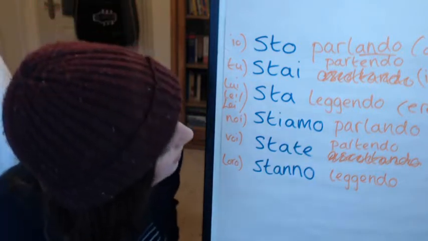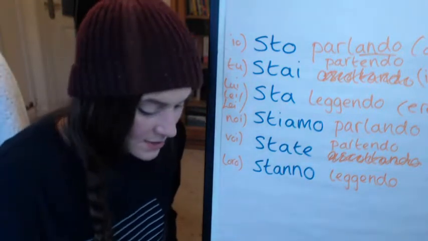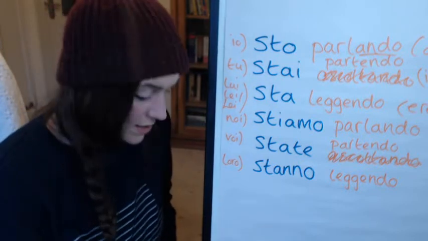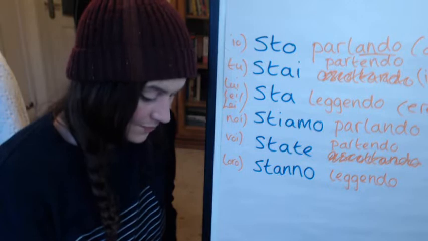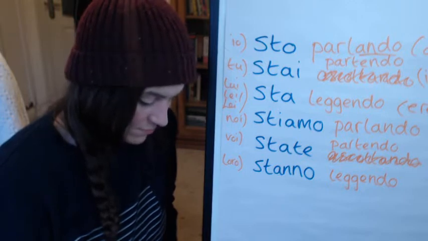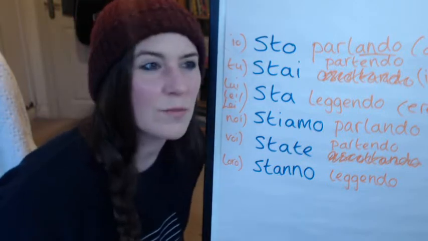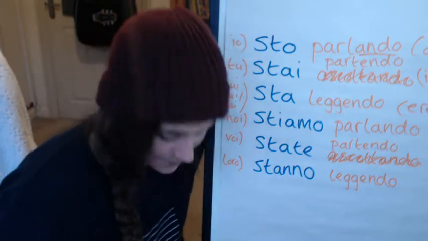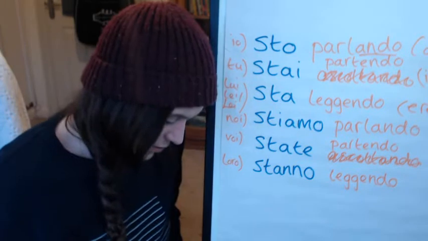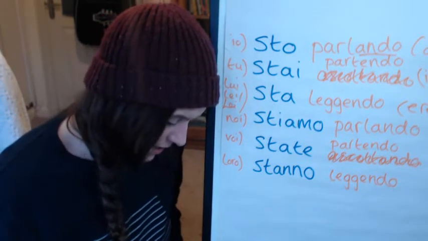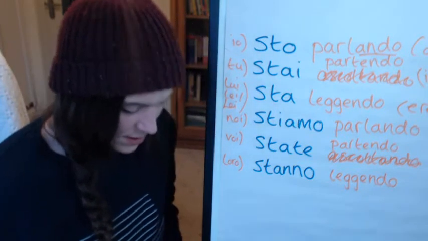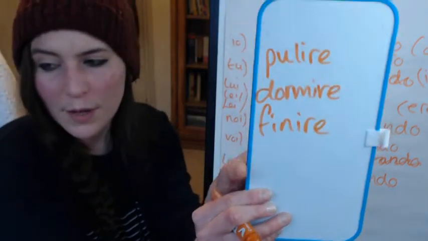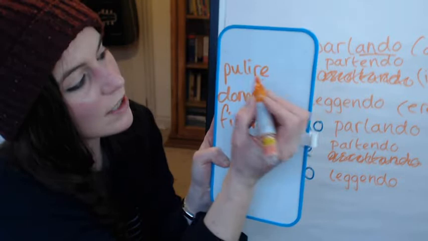So let's have a look. Partire. So partendo. So let's think of some other ones. Pulire, to clean. Dormire. It's kind of a weird one because you probably wouldn't say that you're in the middle of sleeping, because you'd be asleep. But why not? Dormire. Finire. Okay, so they're probably three pretty common ones here. We're going to make them the gerund form by chopping off the IRE.